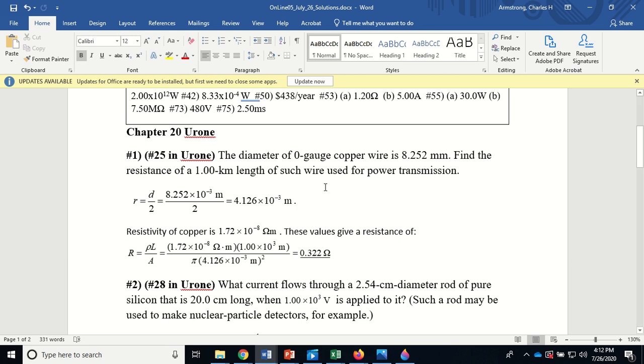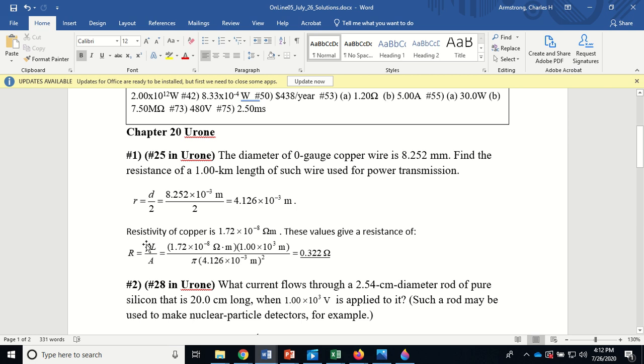Well, the first thing is they gave it to us as a diameter, but most people use pi r squared to find the area of a circle. So we just take that 8.252 and divide it by 2, okay? So here's what they did here. So now we've got the radius instead of the diameter.